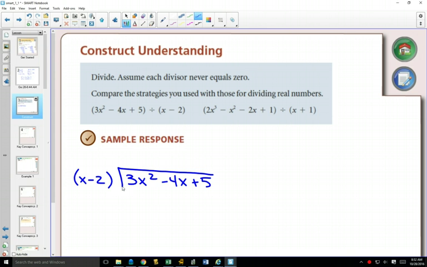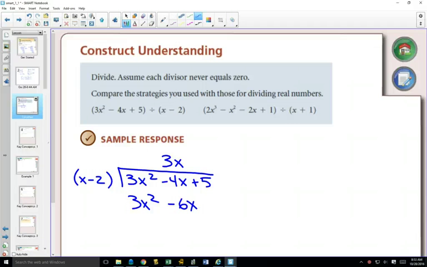So my first number is a 3x squared. What would I multiply this by to get a 3x squared? A 3x. Does that make sense? So because I want to multiply this by a 3x, where would I write my 3x? Over which column? The second one, because that's where its like term is. Just like when we were doing hundreds, we wrote over the hundreds. Now we've got an x column. We write our 3x over the x column. Now, if I actually multiply 3x times x minus 2, what do I get? I get 3x squared, and then I get minus 6x.